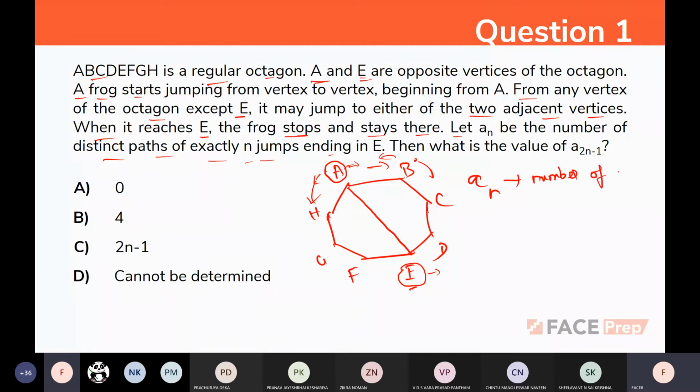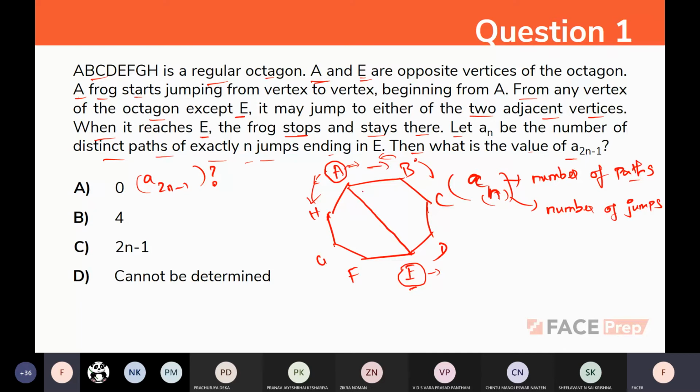Number of paths which the frog can follow with a number of jumps. So what they want us to find is the value of a2n minus 1. Let's have it here by side. I will tell you at the last what this a2n minus 1 is. So a means number of paths, so a by n, the whole term, means the number of paths. N represents the number of jumps.